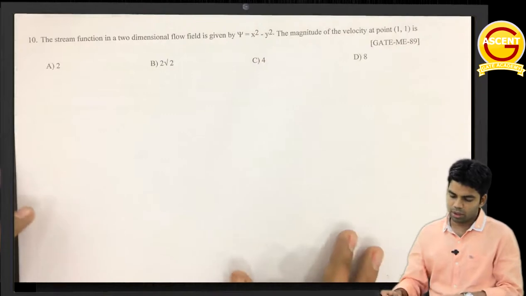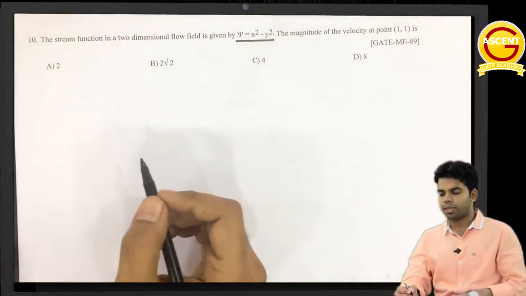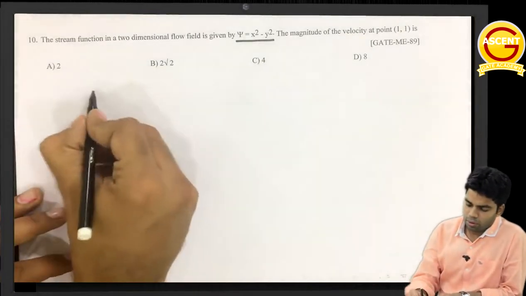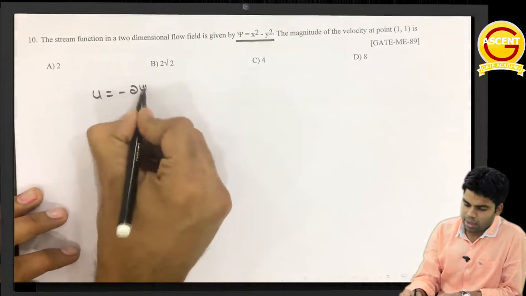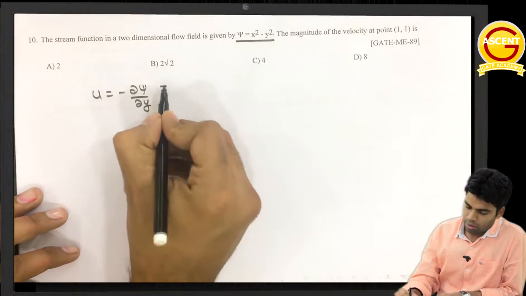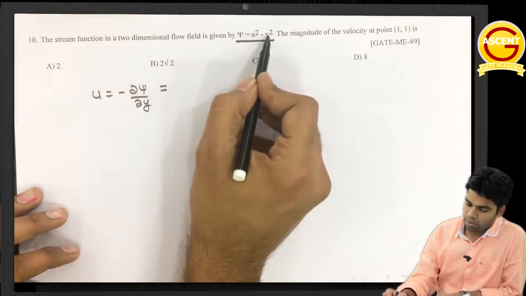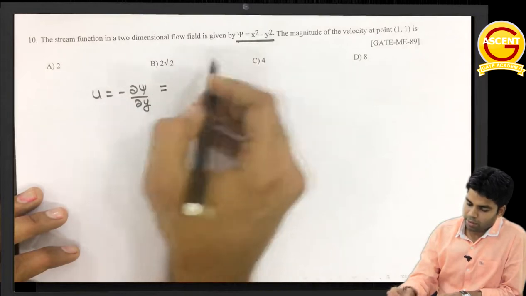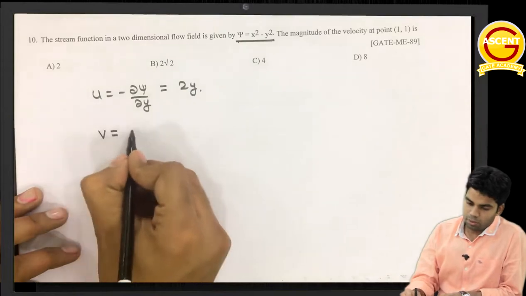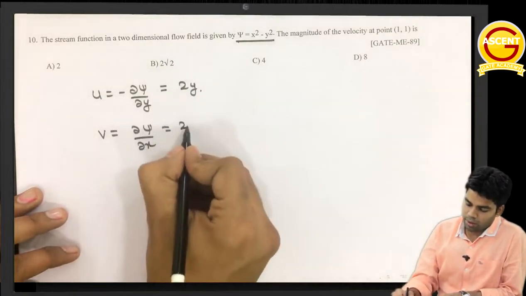The stream function in a two-dimensional flow field is given by psi is equal to x square minus y square. The magnitude of velocity at point 1,1 is. Very simple question. Velocity, as we know, u is equal to minus del psi by del y. This psi is given. What will be del psi by del y? This term will be 0, and this will be minus 2y, minus minus plus, so this will be 2y. Getting this? V is equal to del psi by del x. So this will be equal to 2x.